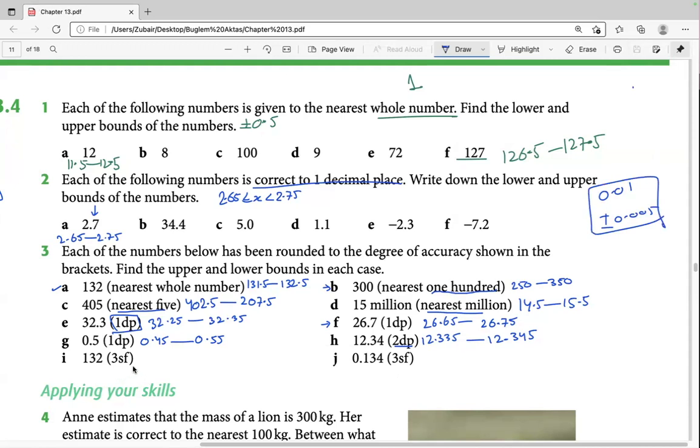Now this is three significant figures. So we have to understand first, then second, and then third. When we talk about the third significant figure in this case, what is its value? Zero is the first, then ones place, so that'd be one. So half of that would be 0.5. And the values will be 132.5 on the upper side, and 131.5.